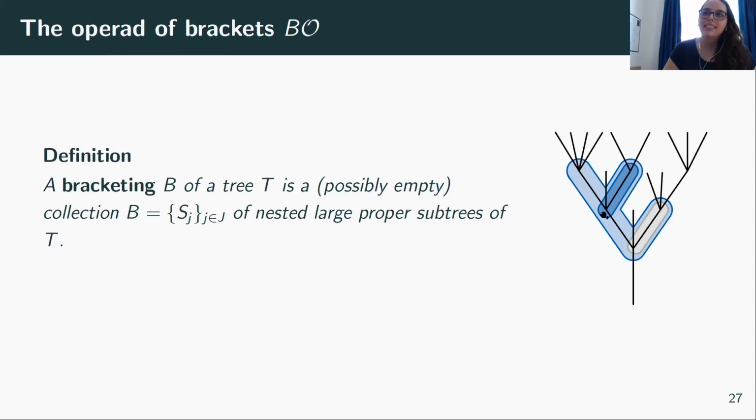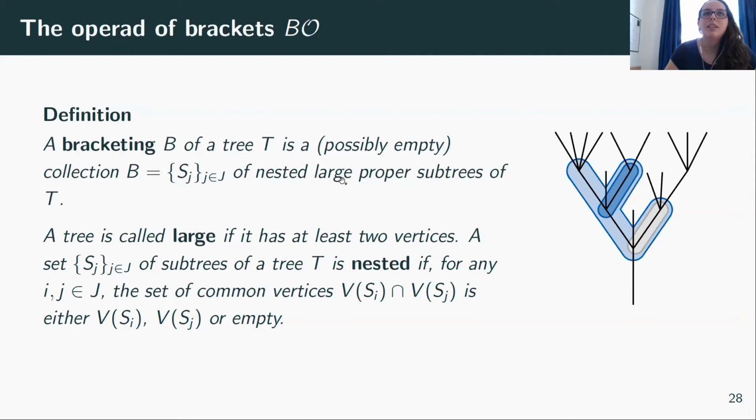to give parenthesizations or bracketings on how you should compose the elements on this tree. So this whole set of subsets is a bracketing, and each of them is called a bracket. Now, we ask for them to be nested and large. By large, we mean that every one of the subsets has to have at least two vertices. And the nested condition means that if they intersect, then one must be contained in the other.